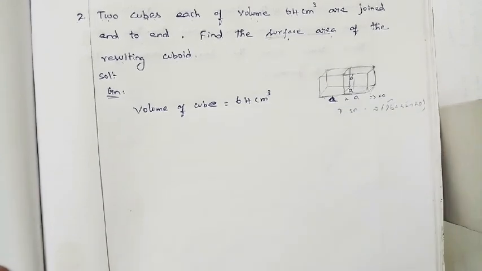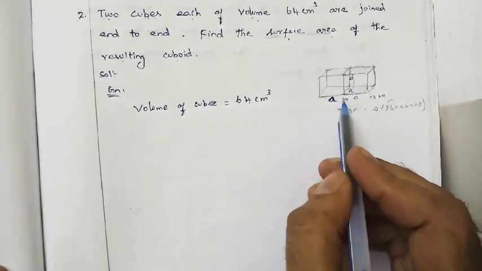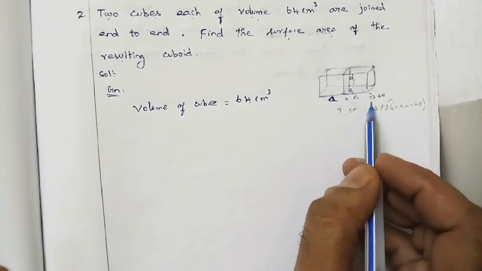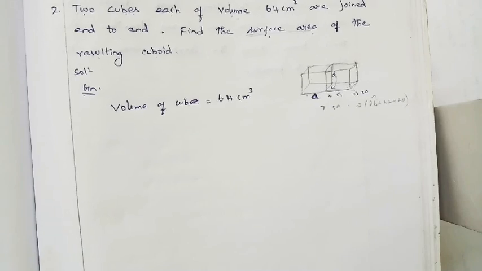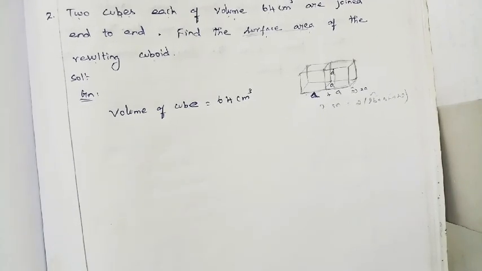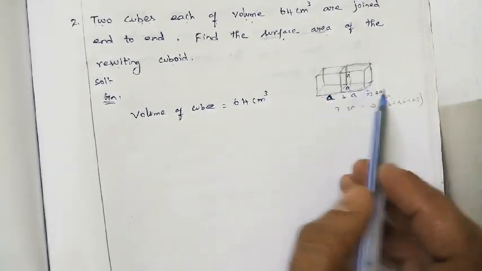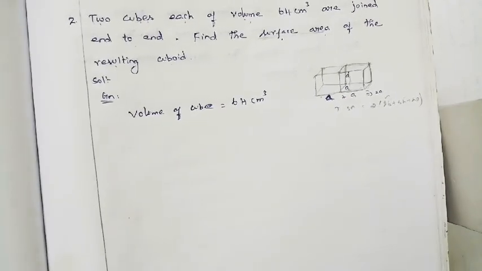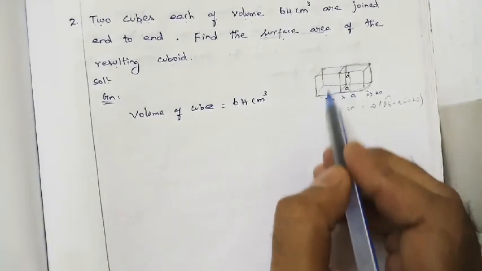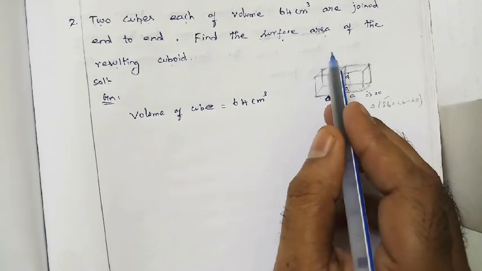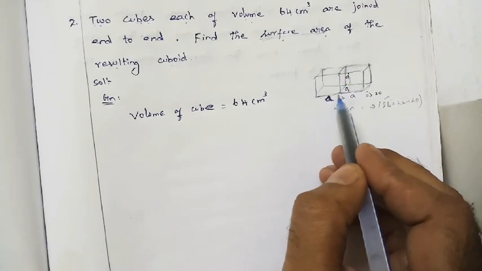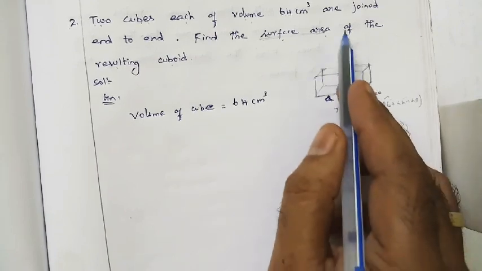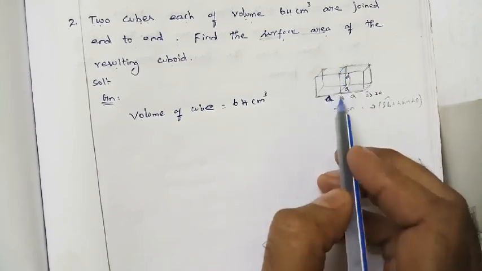So the length of the new cuboid is nothing but 2A. Breadth and height are the same. Understood? While we are joining the two cubes, suppose we keep one cube on the top of another cube, then the length and the breadth will be the same. Height will be different. Height is nothing but 2A.